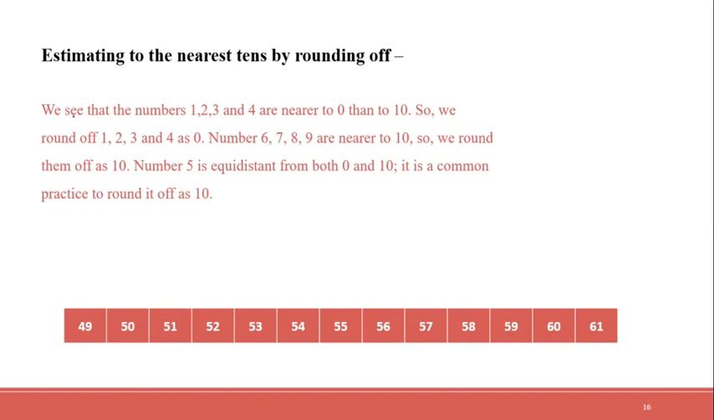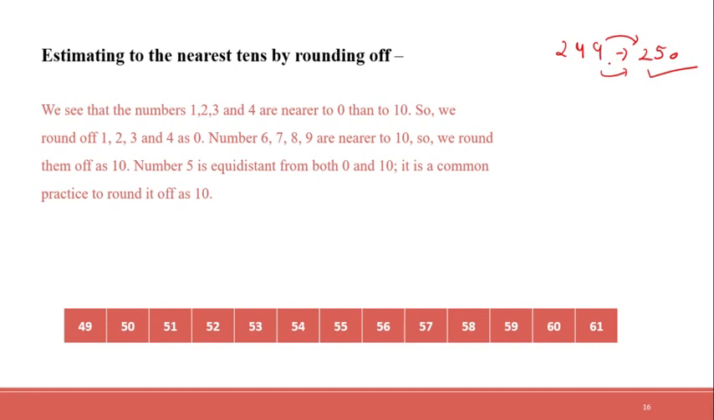So what this concept says is we see that the numbers 1, 2, 3, 4 are nearer to 0 than to 100. So we round off 1, 2, 3, 4 as 0. First of all, let me tell you what rounding off is. If I write here 249, and I want to give the rough estimate, I'll just round it off to 250. I'll say this is around 250. 249 is approximately 250, right?